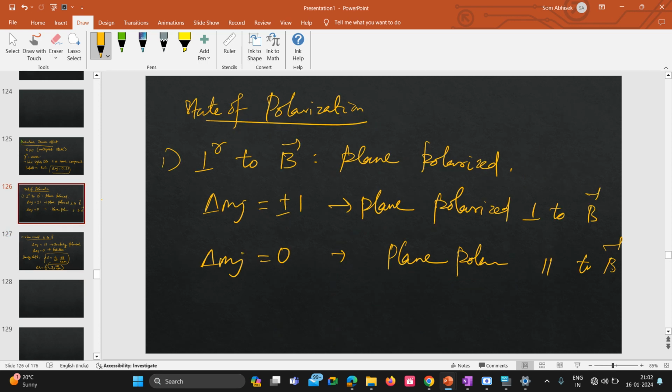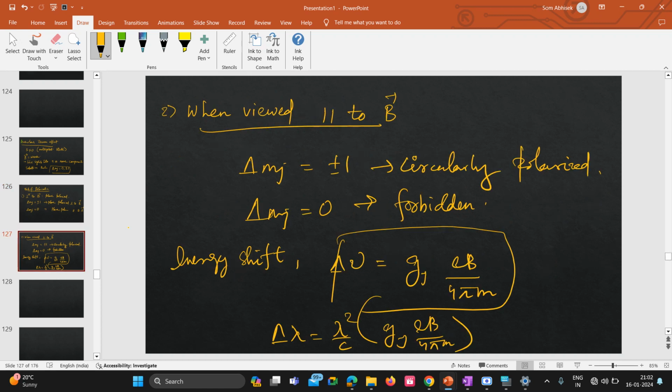See states of polarization. If perpendicular to B, it will be plane polarized, so del mj is equal to plus or minus 1. If del mj is equal to 0, it is plane polarized parallel to B. And when viewed parallel to B, del mj is equal to plus or minus 1 is circularly polarized. Del mj is equal to 0 is forbidden. And these are the same formulas here.